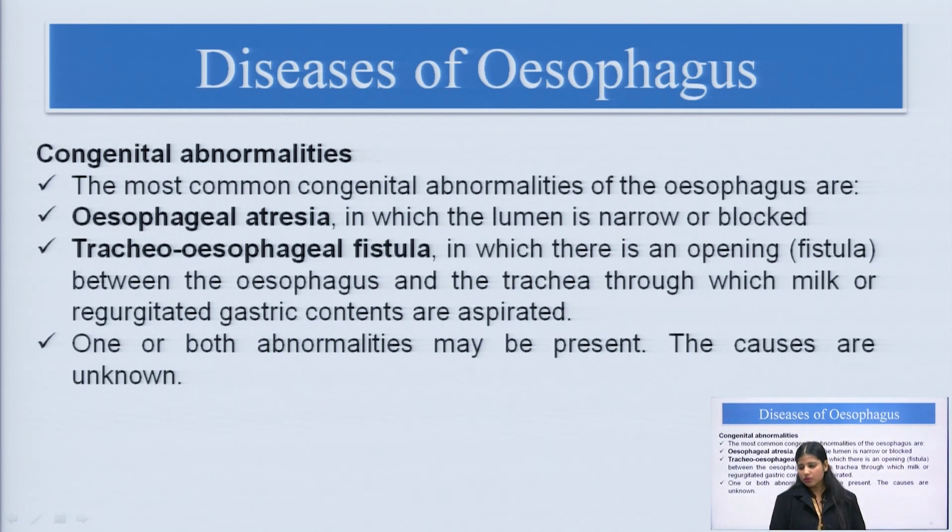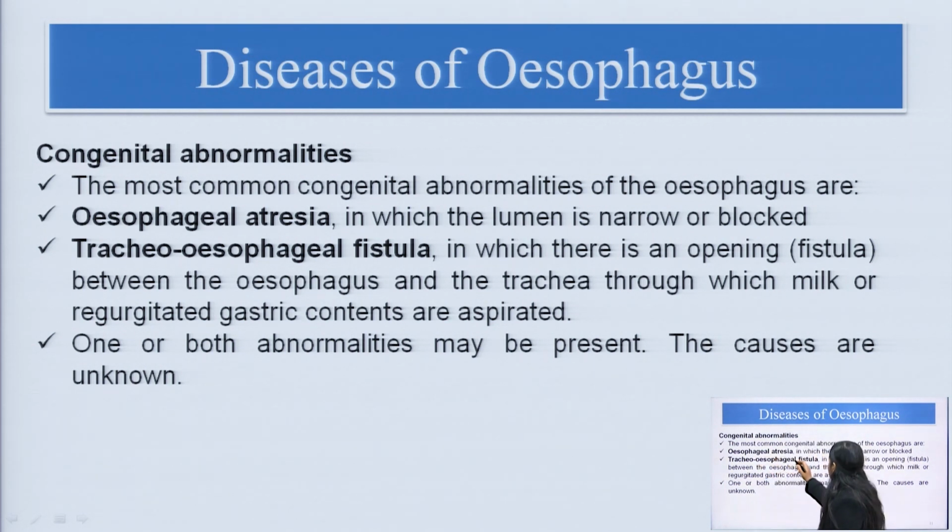Now, coming to some of the congenital abnormalities associated with the esophagus. There are two conditions we can see on the slides here. One is esophageal atresia, and the second is tracheoesophageal fistula. Now what does it mean? Firstly we will see the basic difference between these two terms, and then we will see what the diagram is showing.